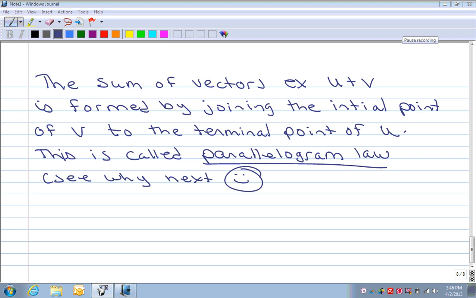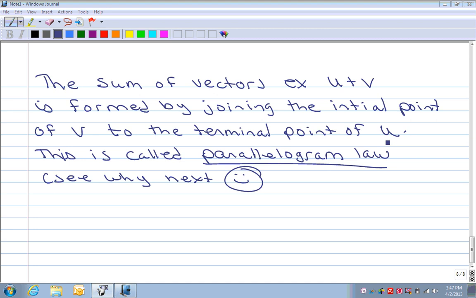Okay, next I want to talk about the sum, or adding vectors. You can also think of that as adding negative vectors, so that would be okay too. Then you would think of that more as subtraction, but it's still all under the umbrella of sum. So the sum of vectors, for example vector u plus v, is formed by joining the initial point of vector v to the terminal point of vector u. This is called the parallelogram law, and we're going to see why next. I also often call it tail to head or head to tail, and we'll talk about some resultant vectors. You may have already discussed this in physics before.